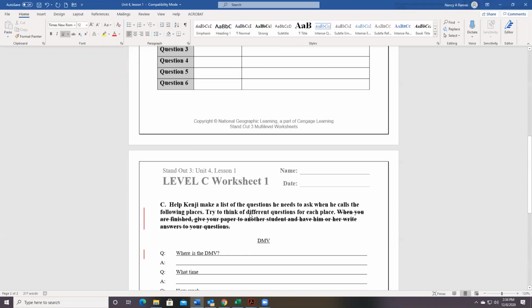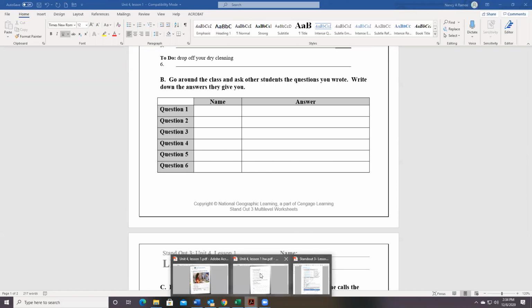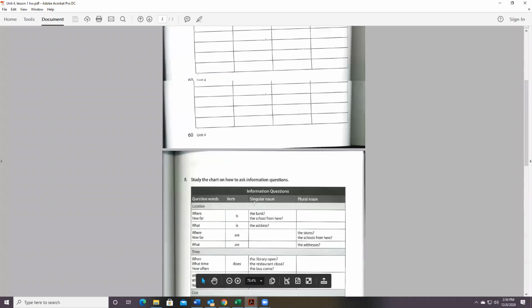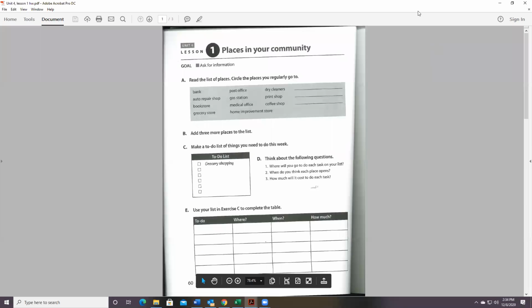Okay, so you have this activity and you have your homework that you need to complete. That is all for Unit 4, Lesson 1. If you have any questions about the lesson, just let me know. Thanks.